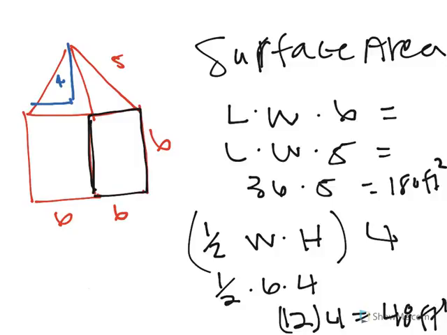So to find the total surface area of this composite solid, you do 180 plus 48, which is equal to 228 feet squared.